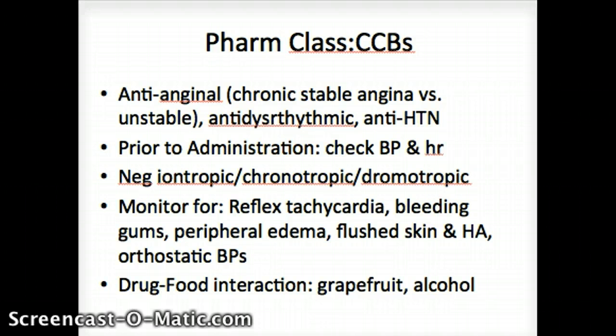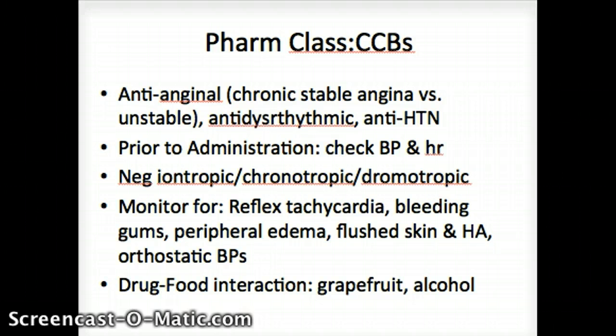Common side effects can be flushed skin and headaches, just like we talked about with nitro as the anti-anginal. When it's causing that vasodilation, it can end up causing some flushing of the skin as well as headaches. So some patient education we're going to want to do is when to hold the drug and call the provider.